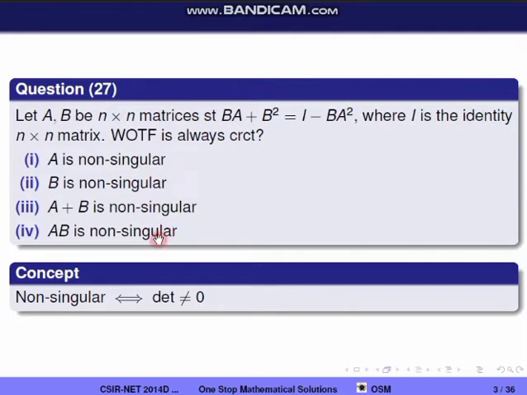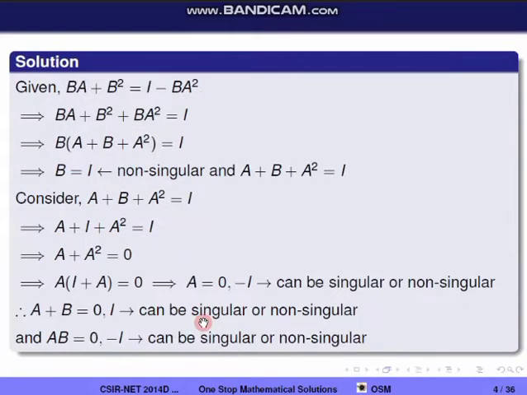So we look into the concept used. A matrix is non-singular if and only if the determinant of the matrix is not equal to 0. So we will move on to the question. I am considering the equation BA plus B square equal to I minus BA square. Taking minus BA square to this side, this implies BA plus B square plus BA square equal to I.